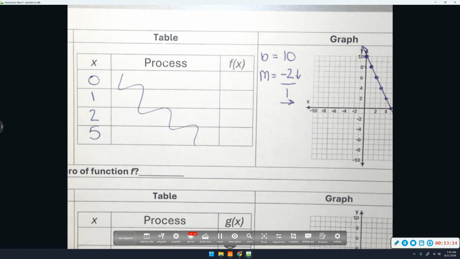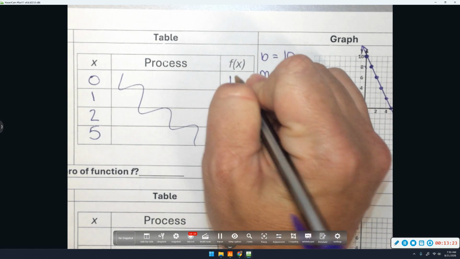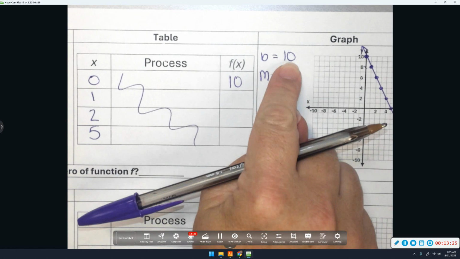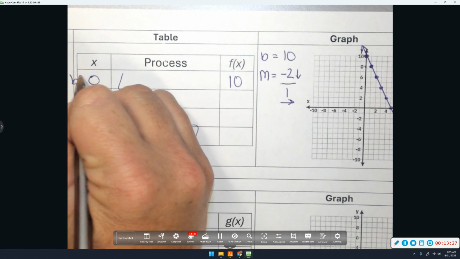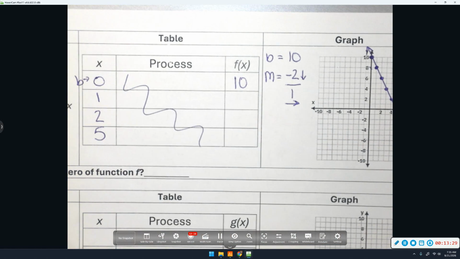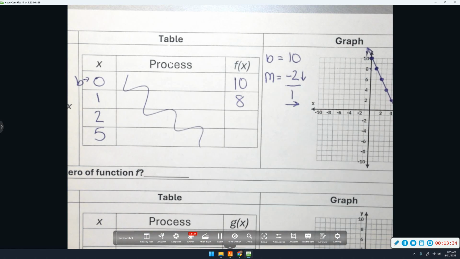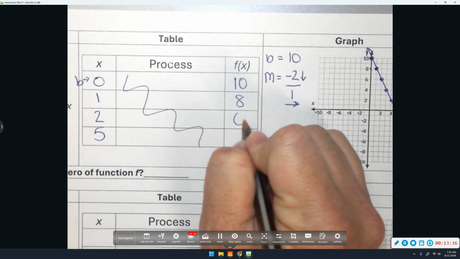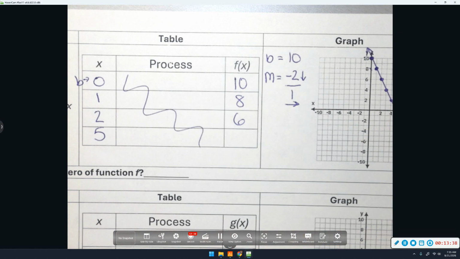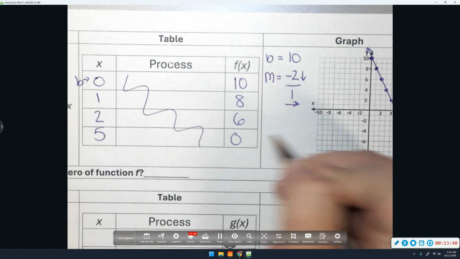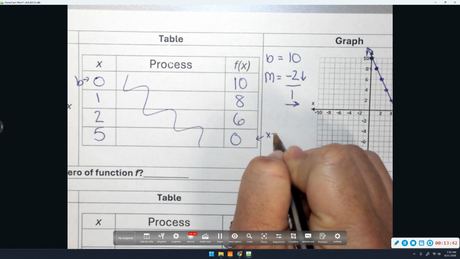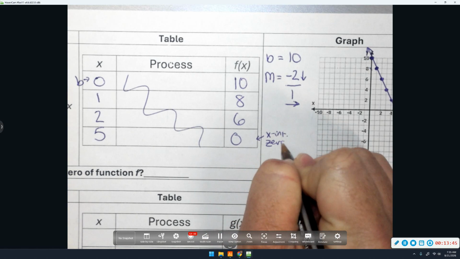Okay, when x is 0, what's my y? No, 10. Remember, that's our b. This point is our b. Okay, at 1, what is my y? 8, 2. What about 5? 0. Good job. This is my x-intercept or my 0.